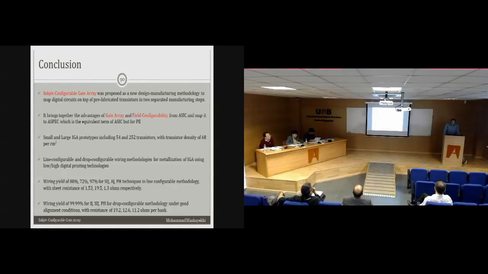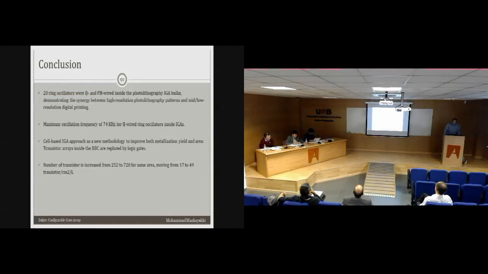A yield of between 70 to almost 100% was observed for digital and photolithography techniques for wiring of line configurable wire structures. And also a yield of almost 100% was observed for drop configurable structures. 20 ring oscillators were inkjet wired and photolithography wired inside the gate arrays, demonstrating the synergy between high resolution photolithography patterns and mid or low resolution digital printing. A maximum oscillation frequency of 74 kilohertz for IJ wired ring oscillators inside the IGA was observed.